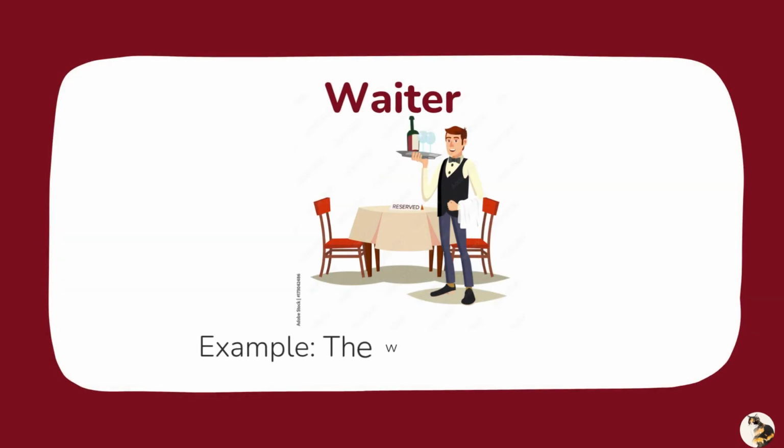The second one is waiter. Repeat after me. Waiter. A waiter is a man who brings food and drinks to customers. This is the example. The waiter is very kind.